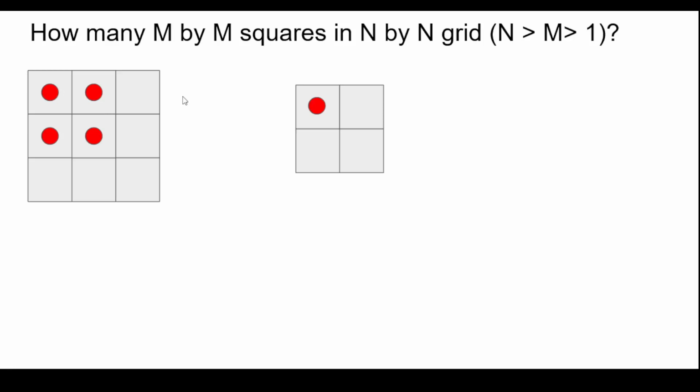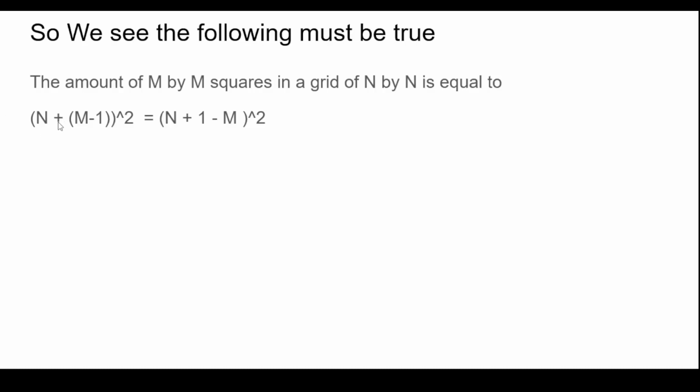So that's where we get that m minus 1, because we're not counting the key square. That, subtracted from each edge, gives us a square of side length n minus m plus 1. And the area is that square, which is equal to (n plus 1 minus m) squared.